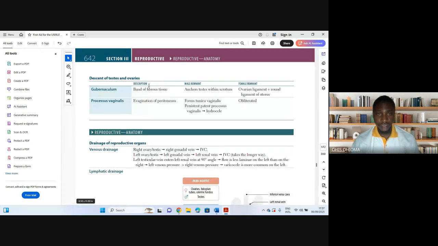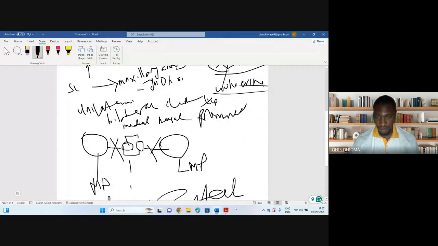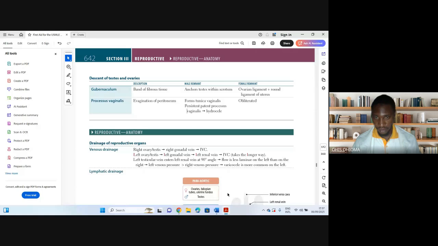The gubernaculum, so in the testes, like I told you, let me go back to this diagram where I was telling you guys that, so that I can highlight something for you guys.